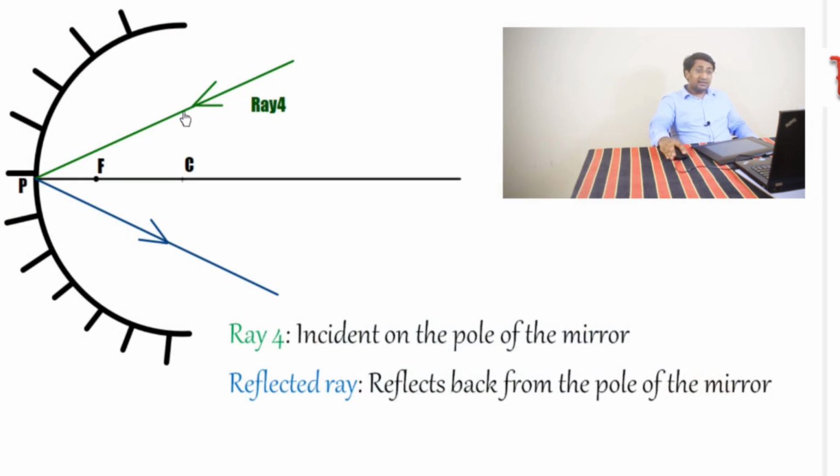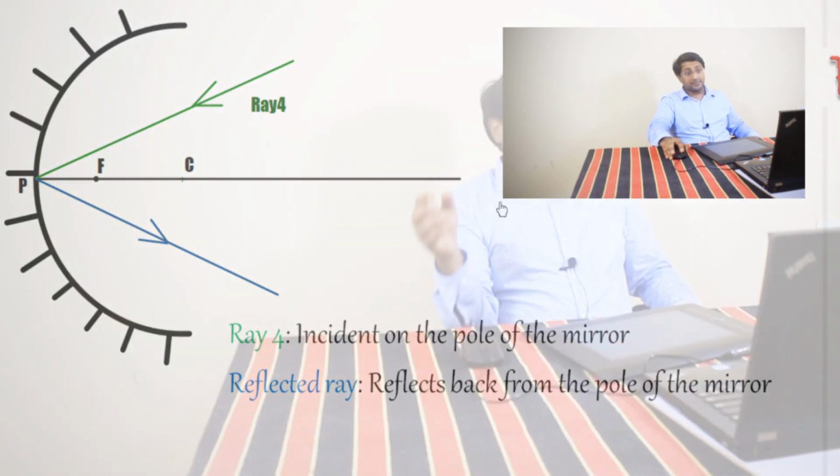Now, the green one is the incident ray. It's traveling and it is striking the pole of the mirror. And observe carefully, this is the reflected ray that's traveling in the other direction. In this particular case, at the location of the pole, the normal line is the principal axis. This is C, the center of curvature, and P is the pole. Any line passing through the center of curvature is the normal. So here, a line joining P and C is the normal. And if you observe carefully, whatever angle the incident ray, the green one, is making, the blue colored ray will make the same angle.